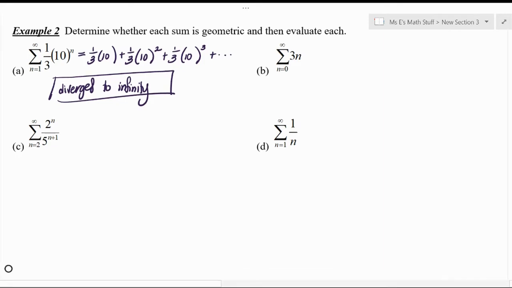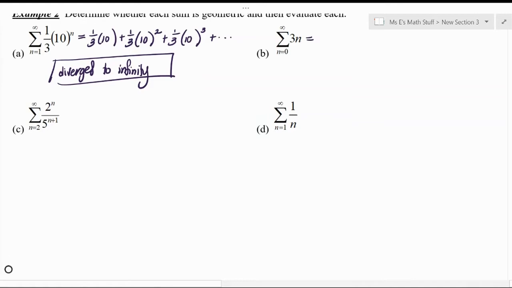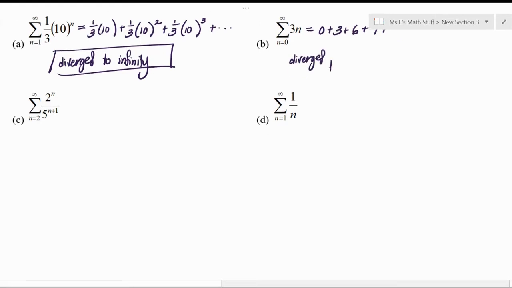All right, similar for part B. Part B is not geometric. It is arithmetic though, but you don't really have to know that. Really, you just need to start expanding it out. So they want you to start at 0, and then plug in 1, and 2, and 3, and so on. Again, the terms themselves are approaching infinity, so I hope it makes sense. This one diverges to infinity as well.